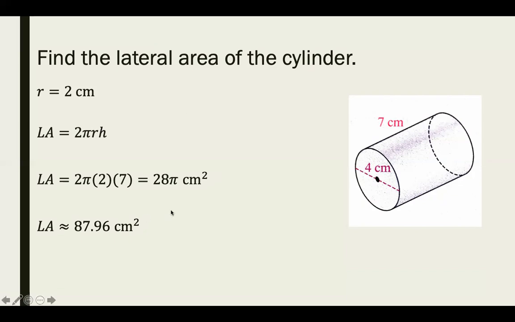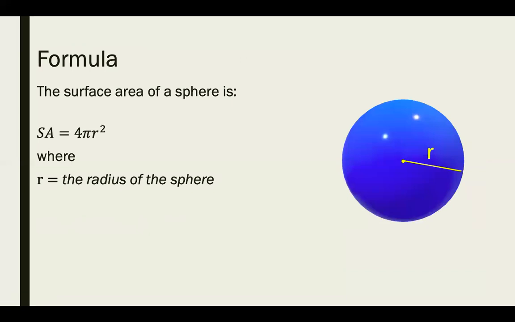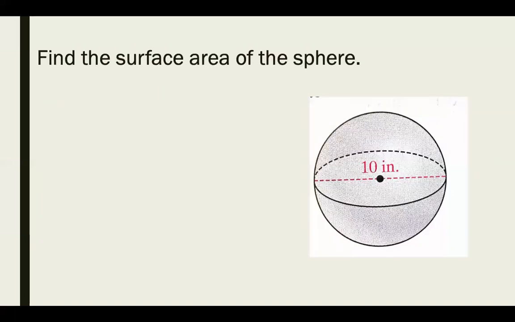All right, let's look at spheres. A sphere is actually a very simple formula. It's just 4 pi r squared, where r is the radius. For a sphere, all you got to know is the radius, and then you can find its surface area by doing 4 times pi times the radius squared. So let's look at an example.